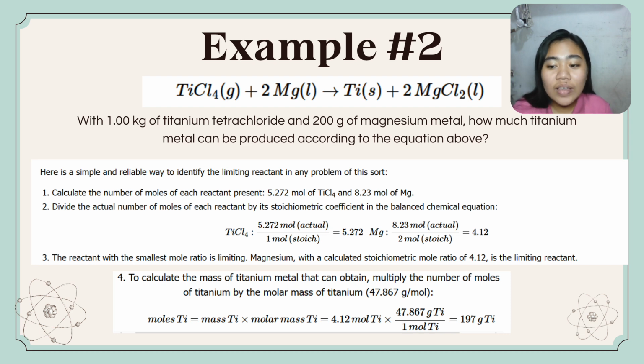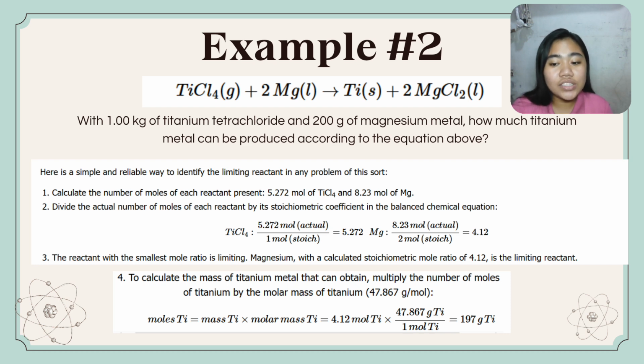And then we'll have 5.272 for titanium tetrachloride and 4.12 for magnesium metal. The reactant with the smallest mole ratio is the limiting reactant, and magnesium, with a calculated stoichiometric mole ratio of 4.12, is the limiting reactant in this problem.